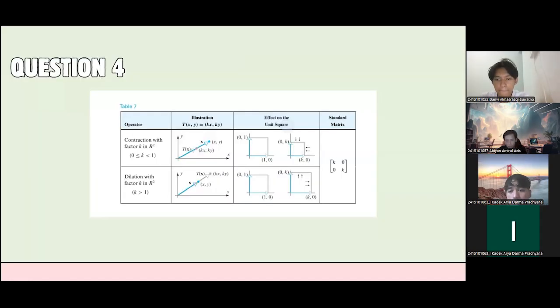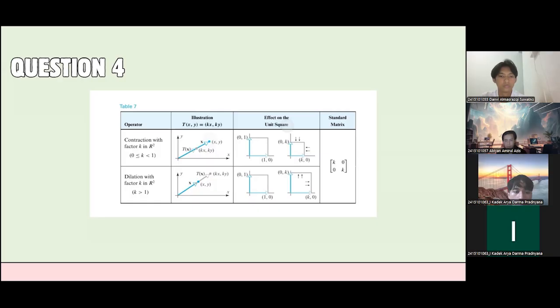A dilation or expansion is a transformation that scales all coordinates by the same non-negative scalar k. So the vector is multiplied by a scalar value that is always non-negative, called the scalar value k, construction with vector k in R2. This table is in R2. When 0 less than or equal to k less than 1, a vector multiplied by scalar k would change compared to the original vector. Setelah dikalikan dengan scalar k, maka vektornya akan berubah ukurannya.